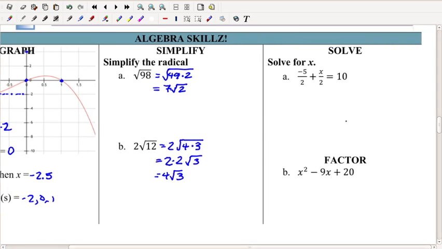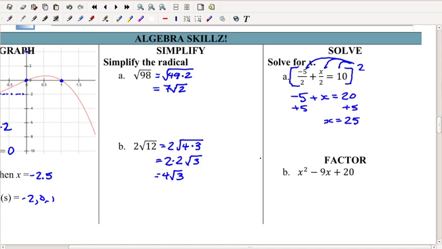Last one's solving equations. We want to get the x by itself. Well, we've actually been doing that a lot in this lesson. So maybe you thought of using the least common multiple and multiplying everything by 2. That seems like a good start to me. So 2 times 10, 2 times x over 2, and 2 times negative 5 over 2 is going to give me negative 5 plus x equals 20. I just like it better when there are no fractions. Move the 5 to the other side, then x equals 25.